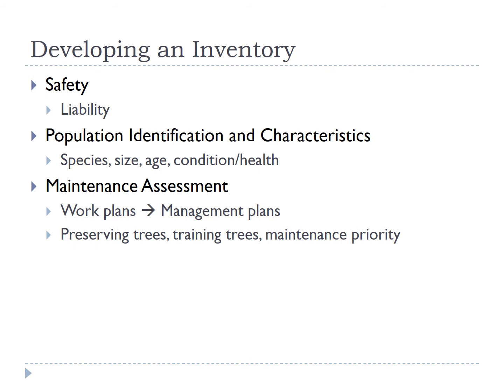We can also determine, or we should determine, whether or not we're going to be using this inventory to feed into work plans and then maybe management plans. Is the inventory conducted to then create next year's work plans for pruning and planting in that neighborhood? And we often need to think about what trees we are going to preserve. Do we have ordinances or goals for preserving old trees? Training or improving tree structure? And then what is our maintenance priority? How do we decide which trees get maintenance over other trees?